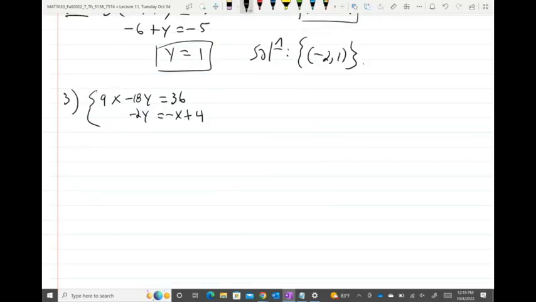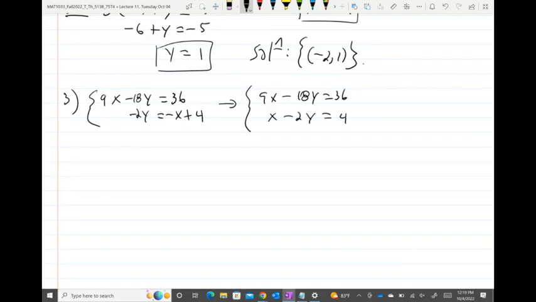Okay, the first step would be to put this in standard form. So let's do it. So that's 9x. The first one is fine. I'm just going to modify the second one. I'm going to bring the negative x over. So that will be positive x minus 2y equals 4.